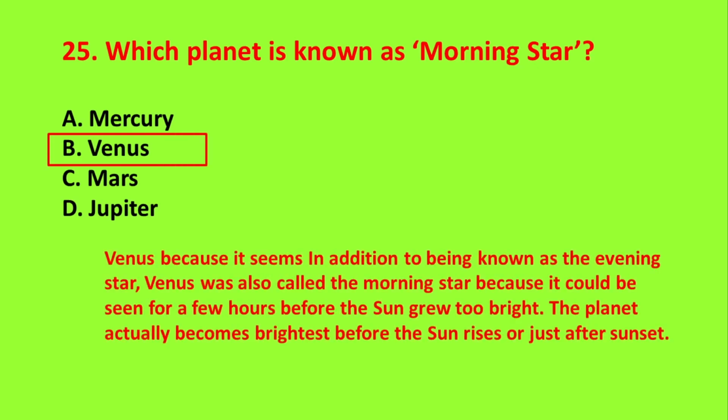Venus. And for your kind information, in addition to being known as the evening star, Venus was also called the morning star because it could be seen for a few hours before the sun grew too bright. The planet actually becomes brightest before the sunrise or just after sunset.